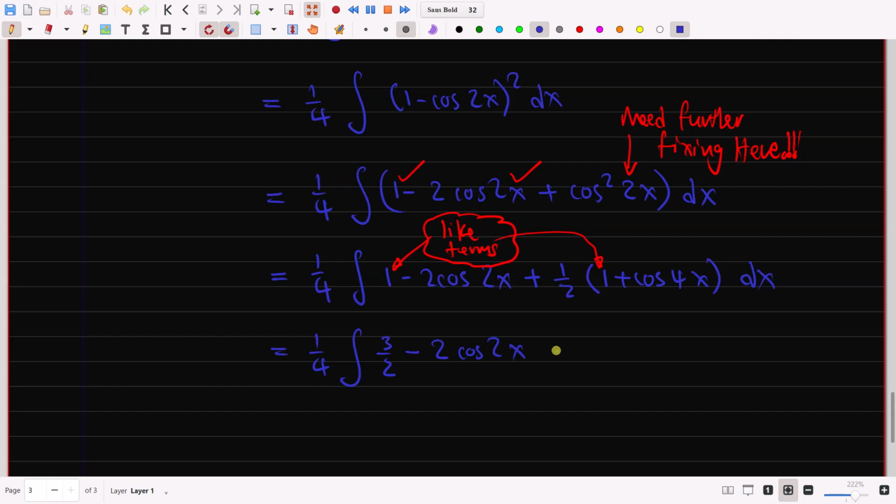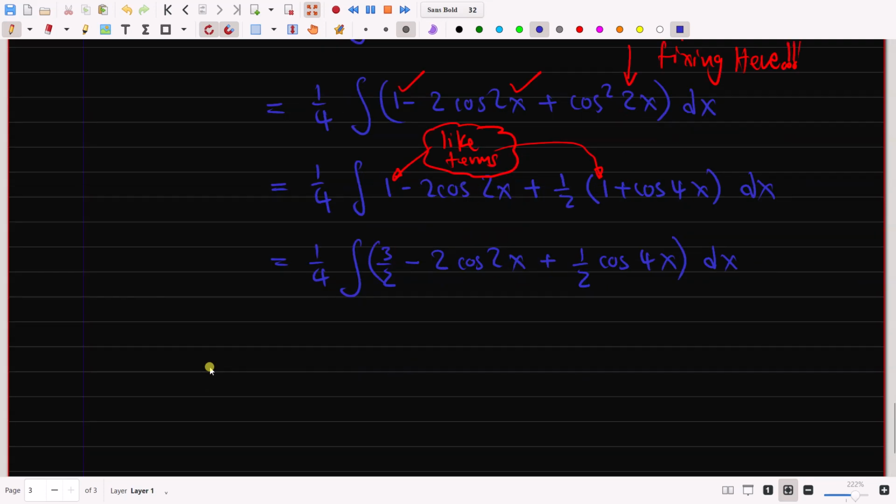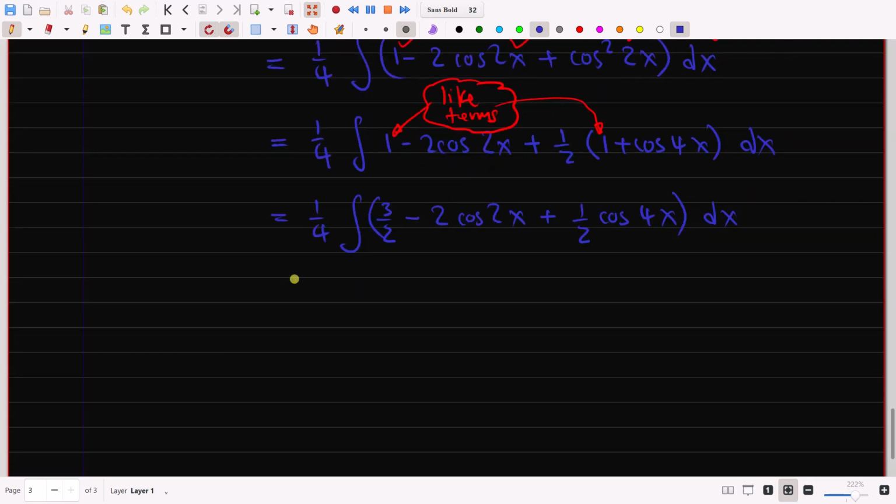Now we start integrating. Each term is integrated, and the 1/4 waits for the outcome. First we start with 3 over 2. When you integrate a constant, you just multiply it with the integral variable, so you get 3 over 2 x. Then we come to this side, where we have a trig identity. Remember, with a trig identity, first you differentiate. When I differentiate here, I get 2, but that 2 comes out as a reciprocal, as 1 over 2. Here there is a 4 also, which is going to come as 1 over 4.